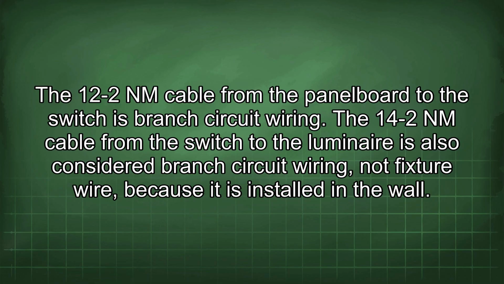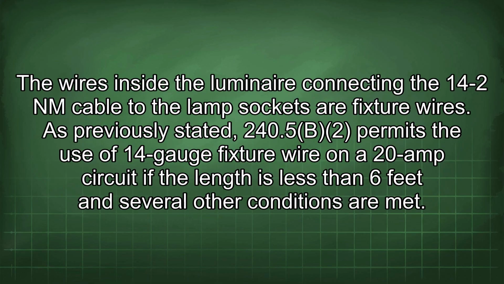The 12-2 NM cable from the panel board to the switch is branch circuit wiring. The 14-2 NM cable from the switch to the luminaire is also considered branch circuit wiring, not fixture wire, because it is installed in the wall. The wires inside the luminaire connecting the 14-2 NM cable to the lamp sockets are fixture wires.